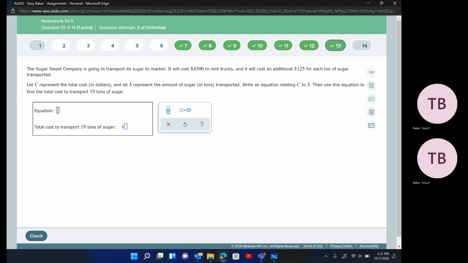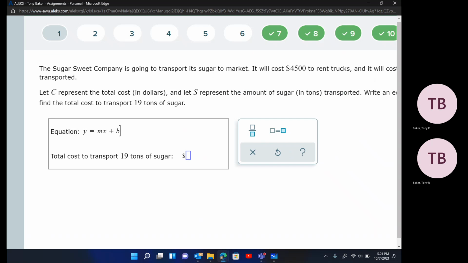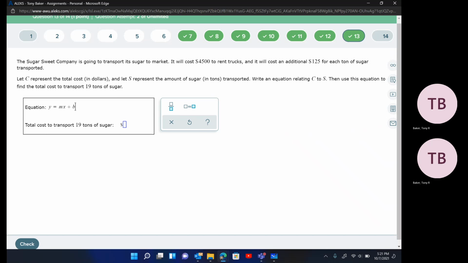All right, so if we're looking at this one, notice it's the same thing, same setup, right? So y equals mx plus b. So we put that in there. We're just going to change our numbers. So it says it'll cost $4,500 to rent the trucks with an additional cost of $125 for each ton of sugar. So is the 4,500 going to be B or the 125 going to be B? Which one's my starting point, the 4,500 or the 125? 4,500. So that B becomes 4,500. And that means my M is 125.